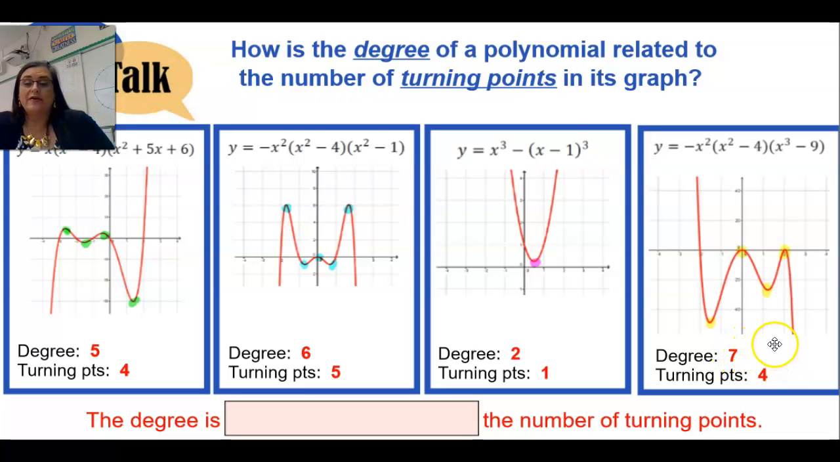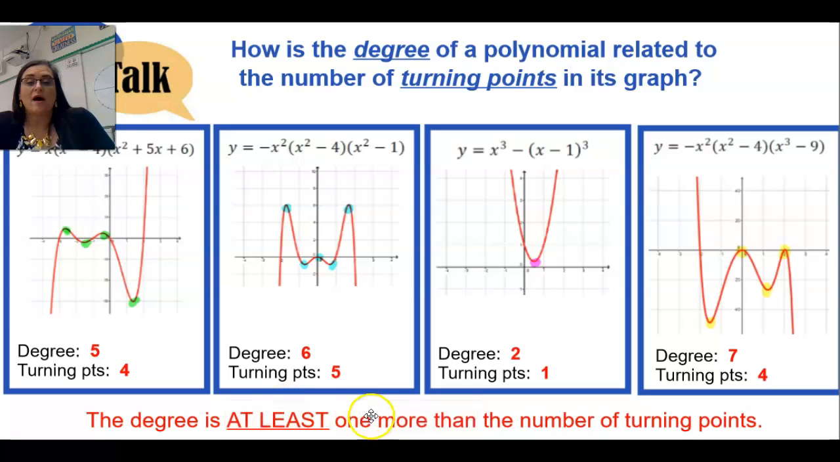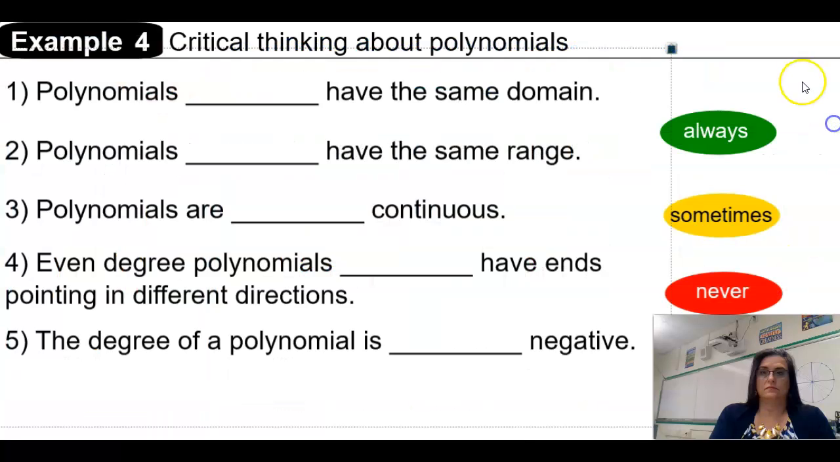So the pattern is not just that the degree is 1 more, but that it is at least the number of turning points plus 1. So when we write out that pattern, we would say the degree is at least 1 more than the number of turning points in the graph. And that brings us to example 4 in the notes, critical thinking about polynomials.